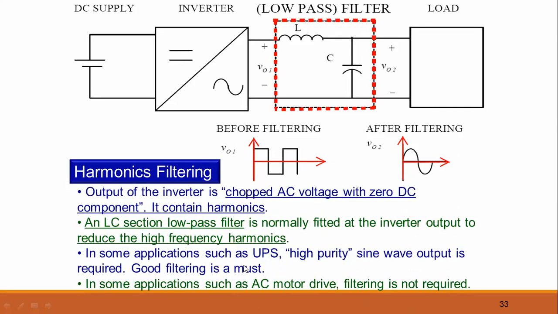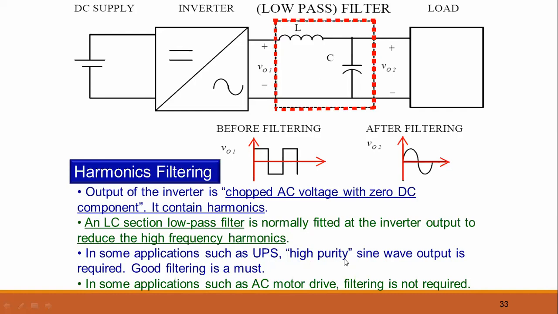The output of the inverter is a chopped AC voltage with zero DC component. It contains harmonics. What does the LC section do? A low pass filter is normally fitted at the inverter output to reduce the high frequency harmonics. In some applications such as UPS, a high purity sine waveform output is required, so good filtering is a must. In some applications such as AC drives, filtering is not required.